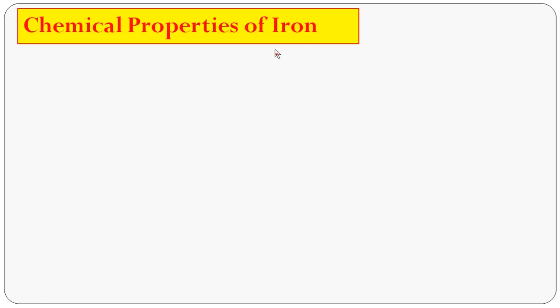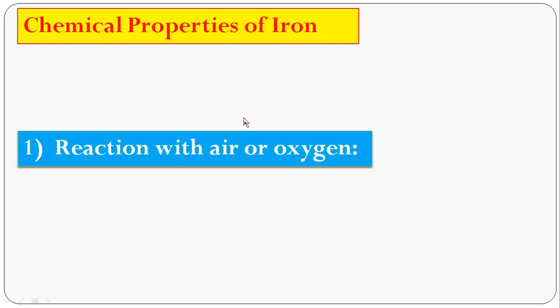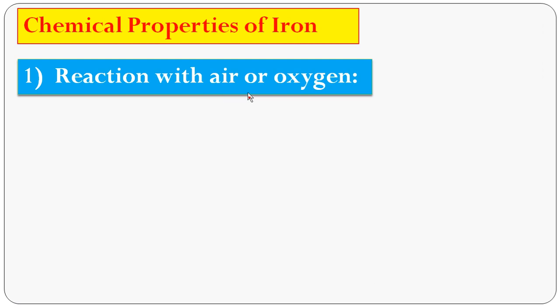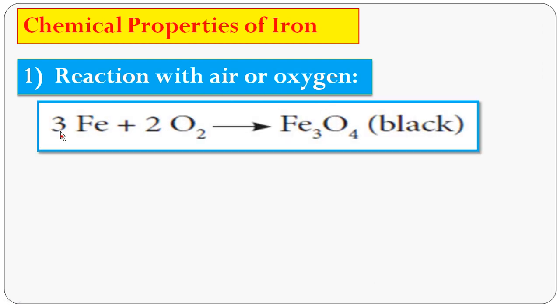Then the chemical properties of iron. The first one, reaction with air or oxygen. Here only on heating the reaction takes place. So on heating, iron bonds with oxygen to form Fe3O4, and this is called ferric oxide, also called magnetic oxide.